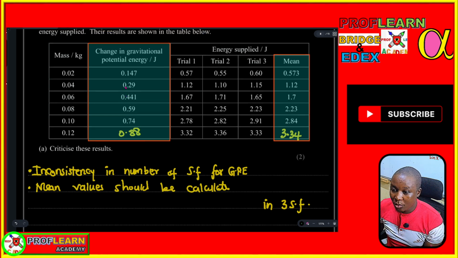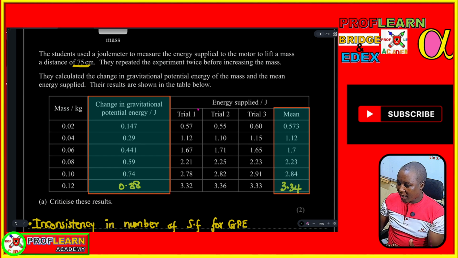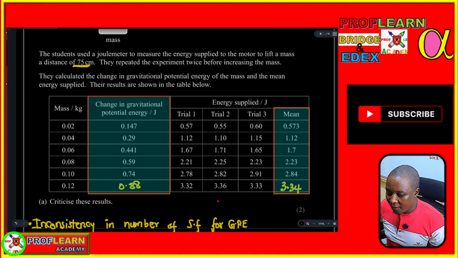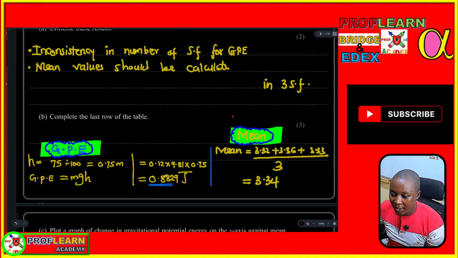Another aspect that you need to check whenever you are criticizing this data is to look at the value in each column: are the units indicated? If the unit is not indicated, you also have to identify and criticize the data collection at that point.